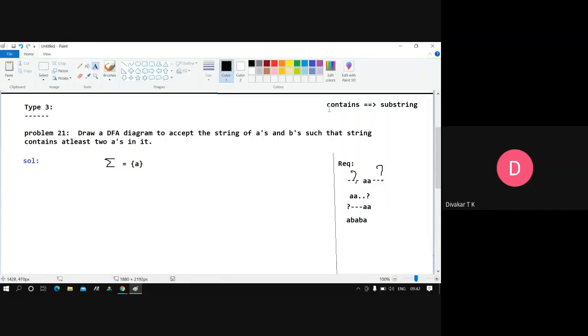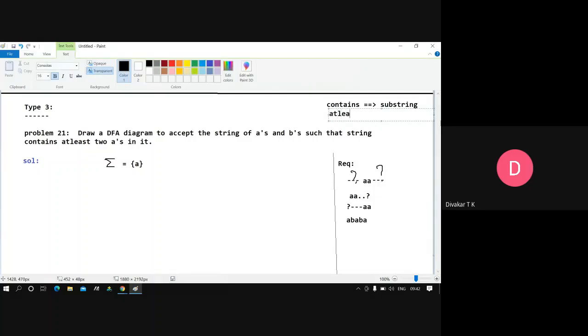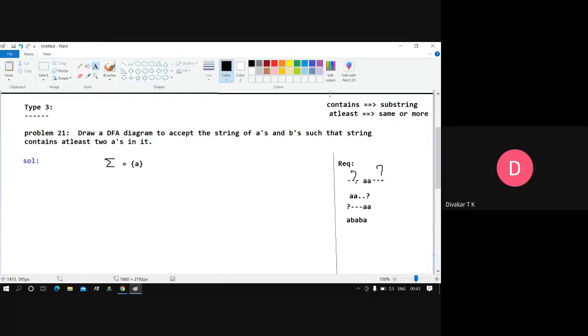One more part you can write, that is at least. At least means same or more than. So that part we call at least. Same means two or more. At least two means two or more. At least three means three or more. That part you need to understand.